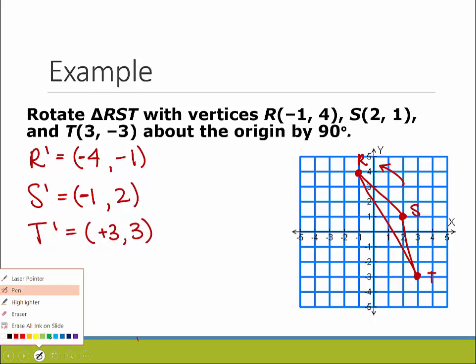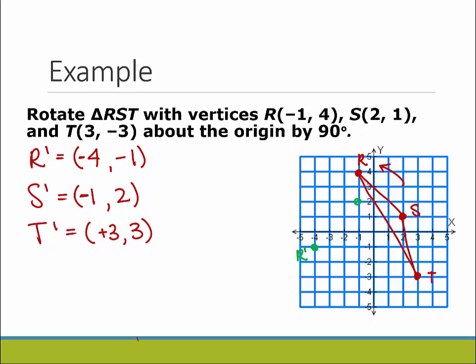So then we can graph these. Negative 4, negative 1 is my new R value. S is at negative 1, positive 2. And then T is at positive 3, positive 3. So you can see that it turned, just like we had this arrow here. So R went from here to here, S went from here to here, and T went from there to there. And if we were to measure that, that would be 90 degrees for each of them.